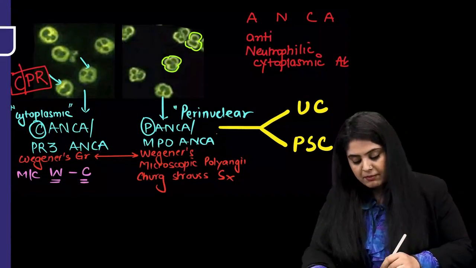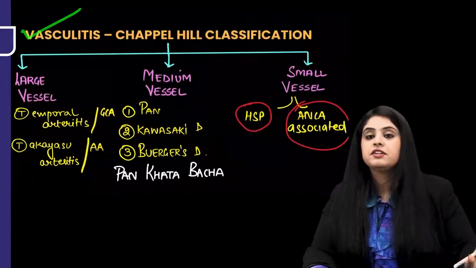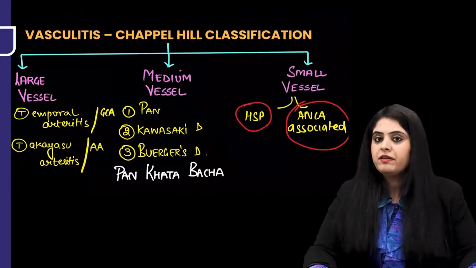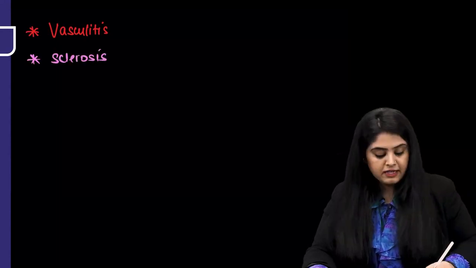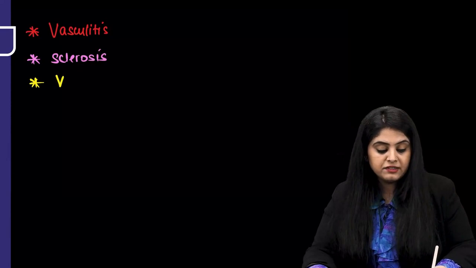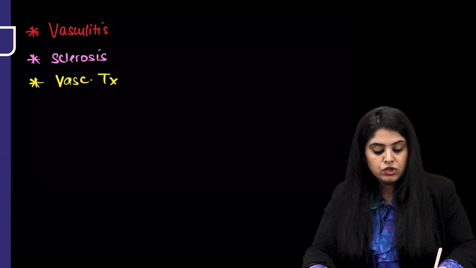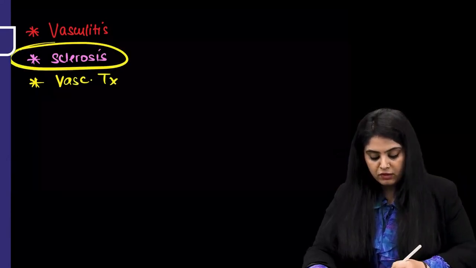And with that, we have wrapped up our entire Chapel Hill classification of vasculitis. I hope everyone's okay with this. Now, having discussed the first topic, that is vasculitis, I am going to move towards the second topic, which is a small topic known as sclerosis. After that, we'll go to the next big topic, and that is the vascular tumors, okay? So, quickly let us make a table of sclerosis and finish it off. It's a very small table that you have to know, to do with sclerosis.